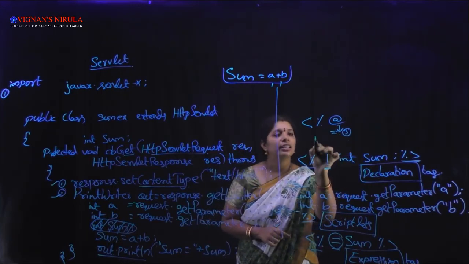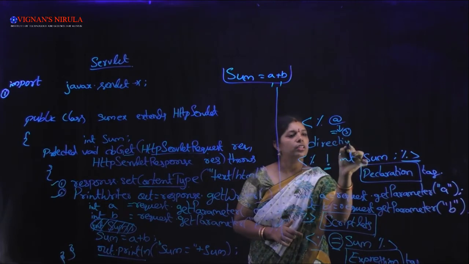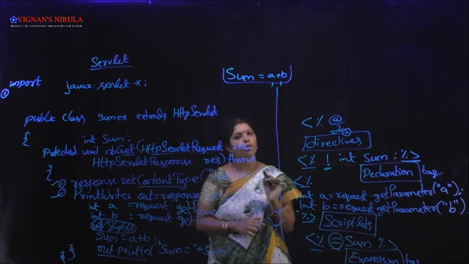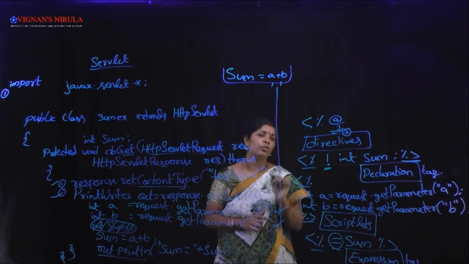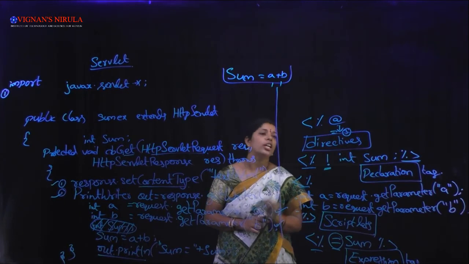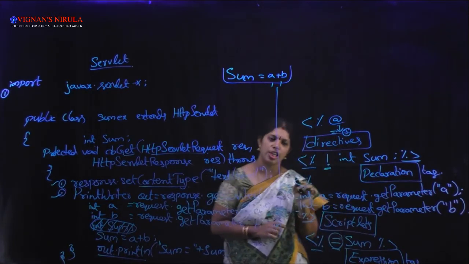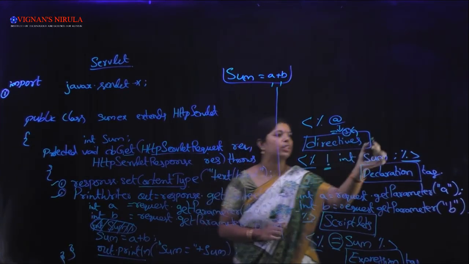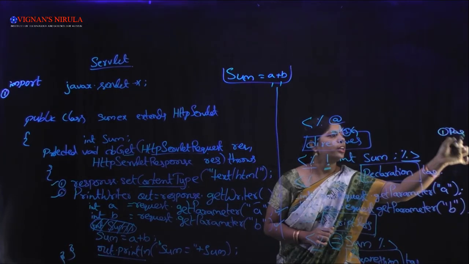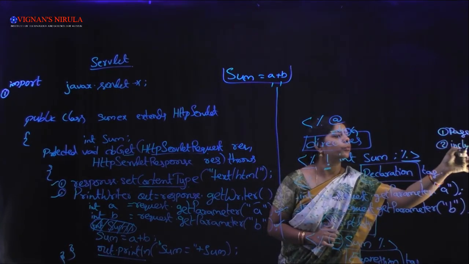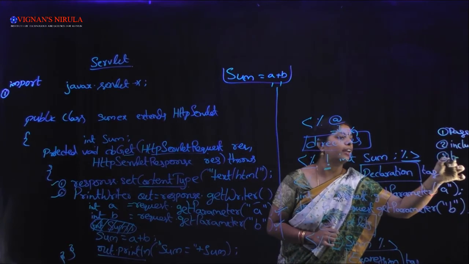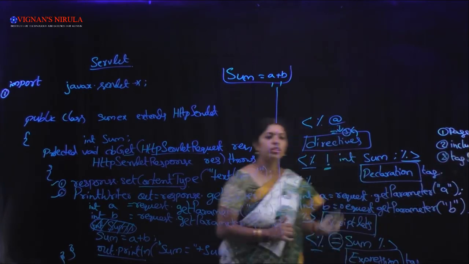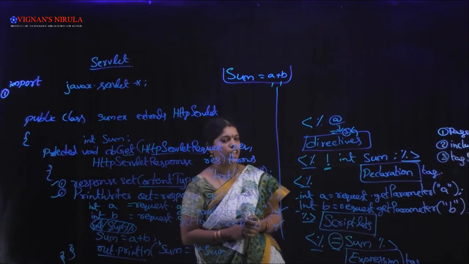This is the directives. These are the directives. Whenever we want to insert any number of classes or any packages in our web page, we are using the directives in the JSP pages. So how many directives are we having? There are three types of directives. The first one is the page, the second one is the include, and the third one is the taglib directives. So these types of directives we are having in the JSP pages.